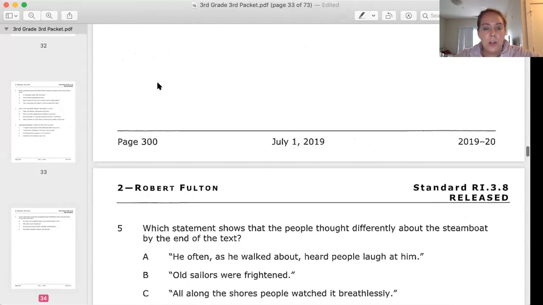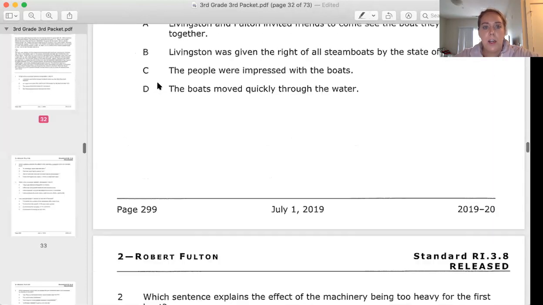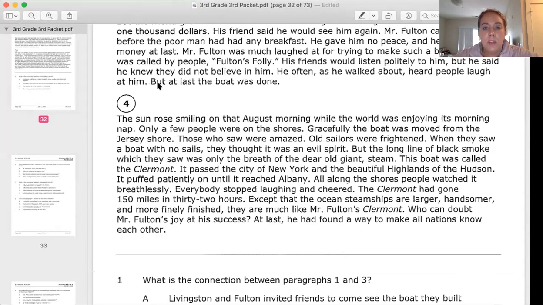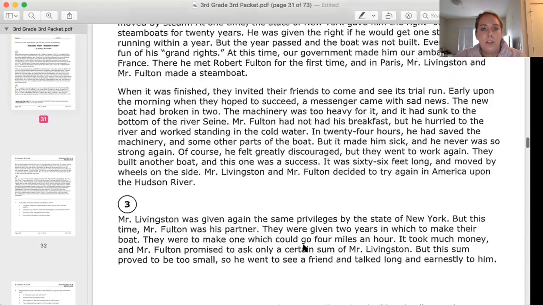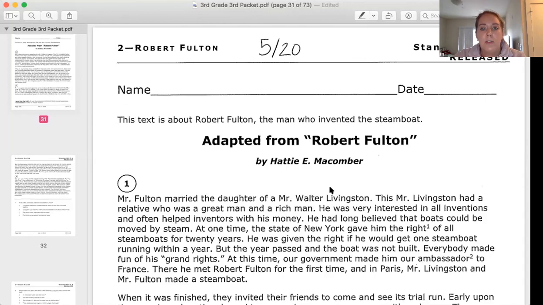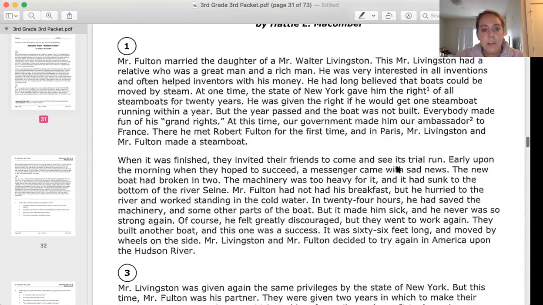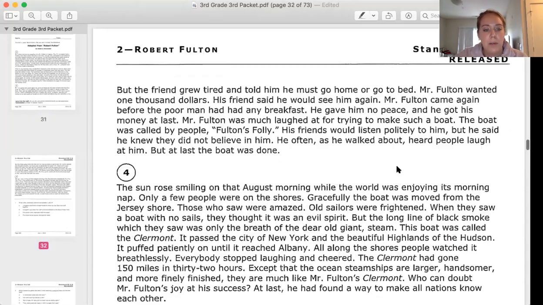Okay, so before we begin, we need to remember that there are different types of text structures. There's compare and contrast, problem and solution, cause and effect, description, and time, order, and sequence. Most of the time, we will see compare and contrast, time, order, and sequence, and we will also be seeing cause and effect, especially when we are looking at a nonfiction text like adapted from Robert Fulton. Let's look at question number 1.